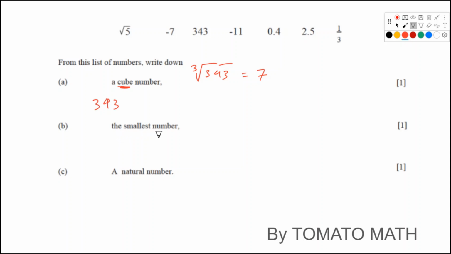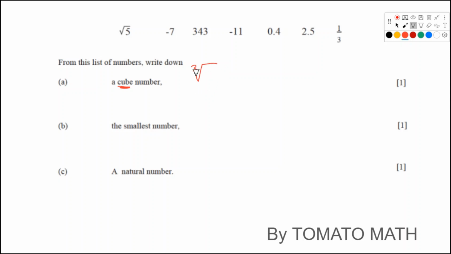Next one, the smallest number. Now we have a bunch of values, but we know that a negative number will be smaller than a positive number. To find this, we will take the cube root.